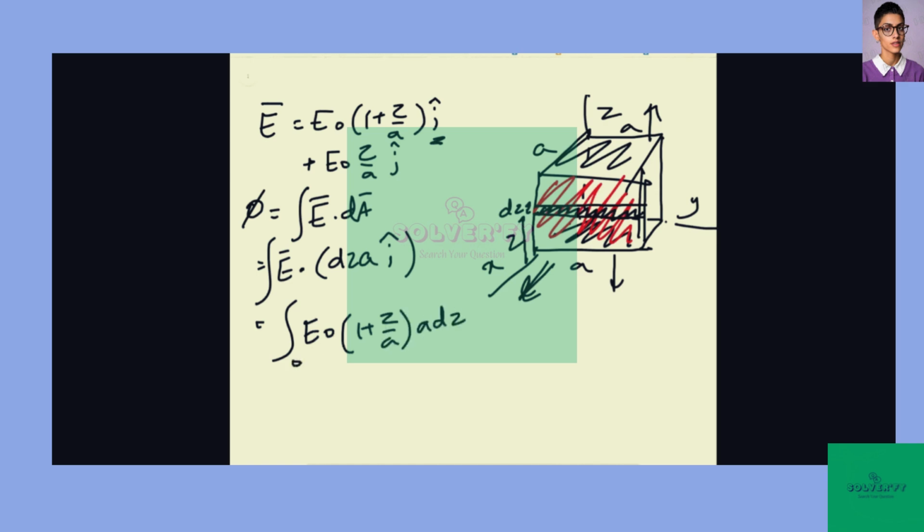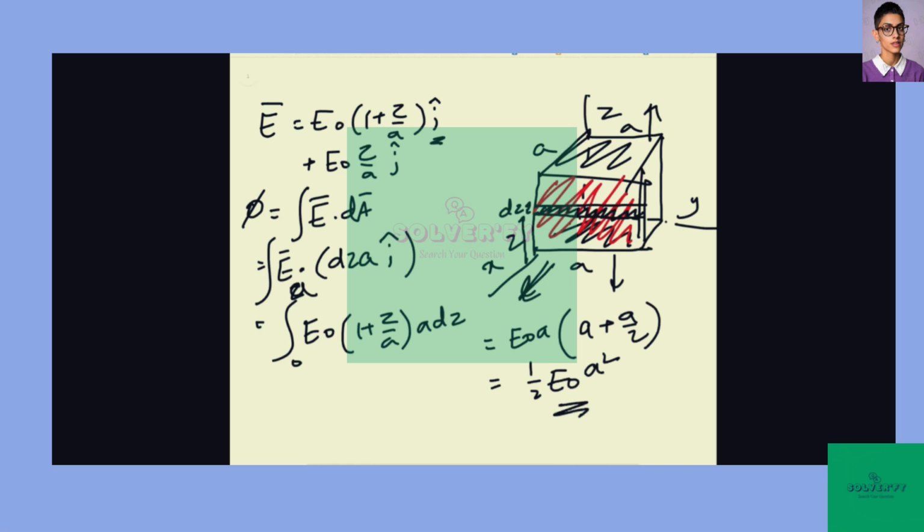integrating from 0 to a, which turns out to be E naught a into (a plus a by 2), which is 3 by 2 E naught a square. This is the flux through the front surface.